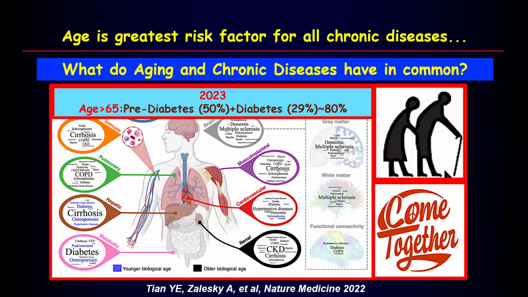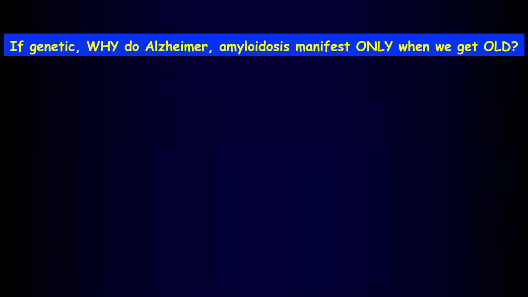So how is it that age makes us predisposed to chronic illnesses? And what do they have in common? There is actually a natural experiment in an unfortunate group of patients with Down syndrome. Even with genetically determined conditions like Alzheimer's and amyloid, if it's that genetic, why does it only manifest when you get to 70 years old? It would be interesting to have an answer to that question.